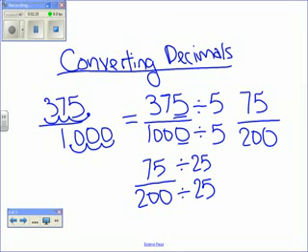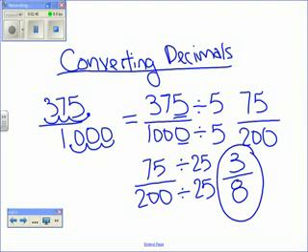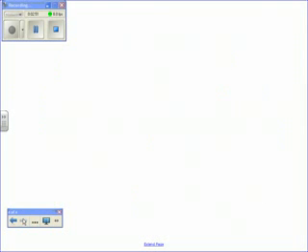So 75 cents divided by a quarter would give me 3 quarters, right? And $2 divided by 25 cents would give me 8 quarters. So now I have the fraction 3/8, and I can't divide those by any other numbers. So that is my final answer, 3/8.